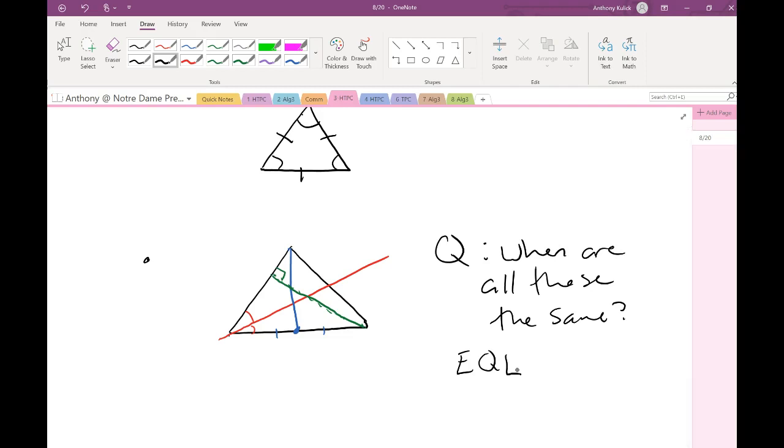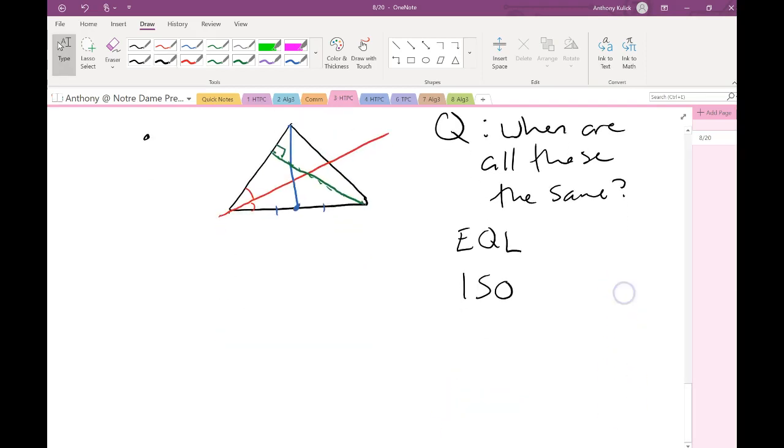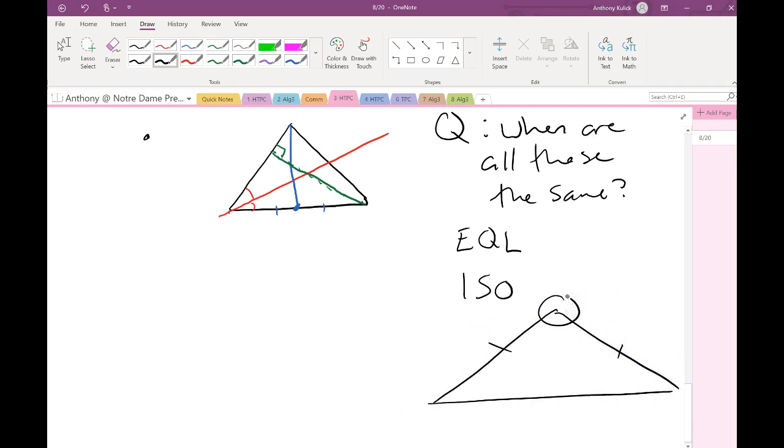Is there another triangle where sometimes those are going to be the same? In an isosceles triangle, everything involving this angle, those segments would be the same. So drawing the median, the perpendicular bisector, the angle bisector, the altitude, from that angle will all be the same.